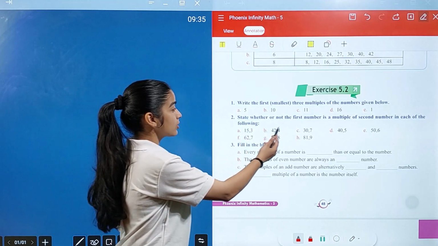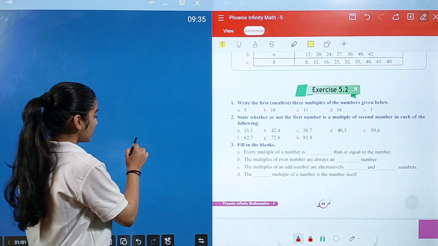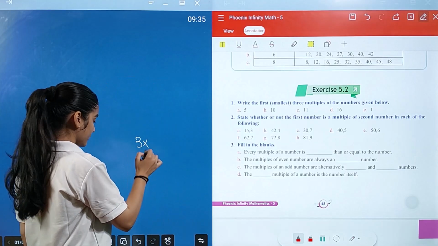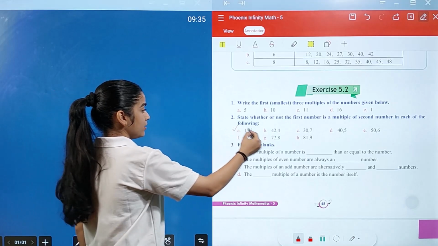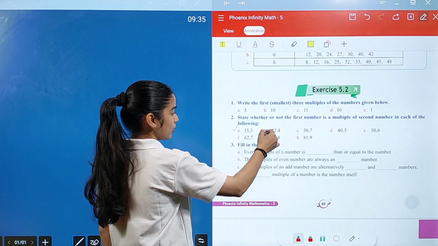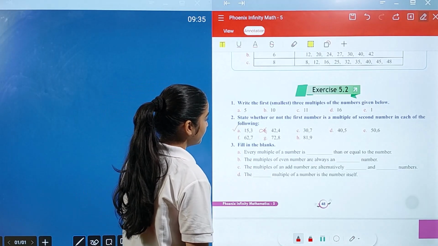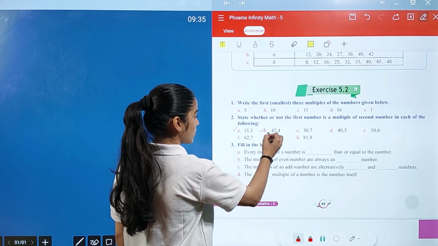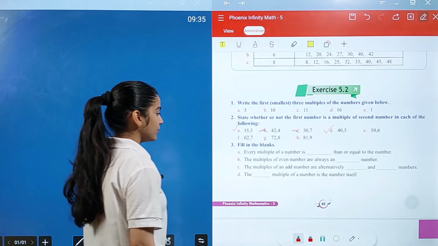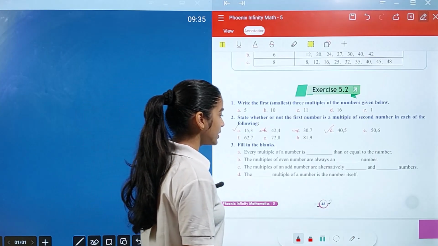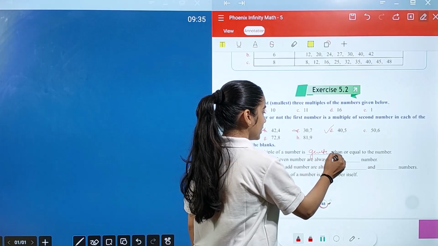State whether or not the first number is a multiple of the second number in each of the following. So 3, yes, 3 is a multiple of 15. 4 could not be a multiple of 42 because we cannot multiply it. No, this is not. Now fill the blanks: every multiple of a number is greater than or equal to the number.